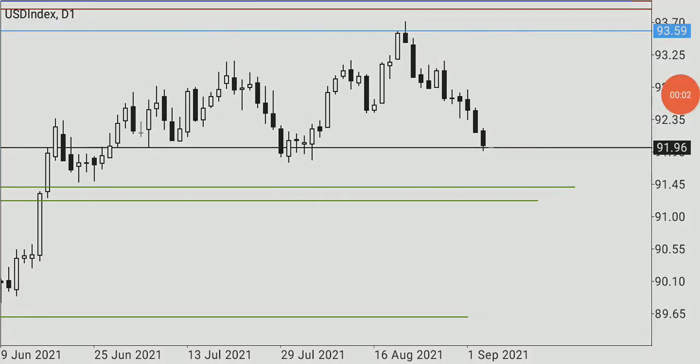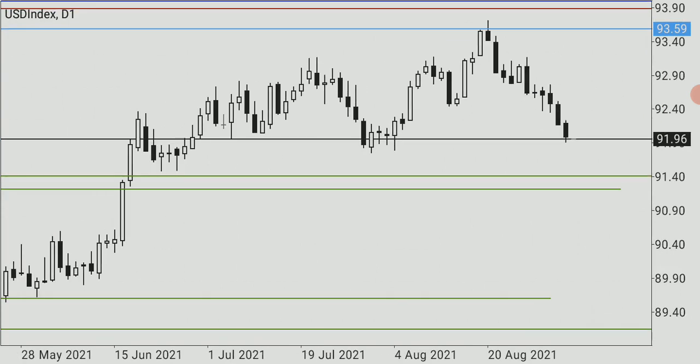Hello, once again, welcome to another weekly review for the month of September and for this particular week. So we'll be looking at the Euro USD and let's see what we should be expecting for the dollar pairs.